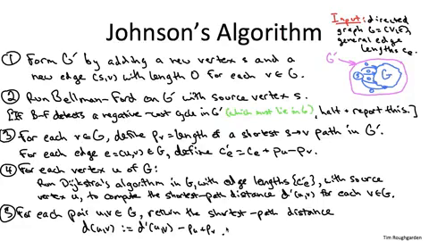That completes the description of Johnson's algorithm, which in effect is a reduction from the all pairs shortest path problem with general edge lengths to n plus 1 instances of the single source version of the problem, only one of which has general edge lengths, n of which have only non-negative edge lengths.